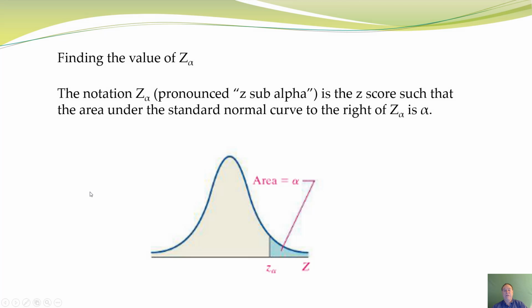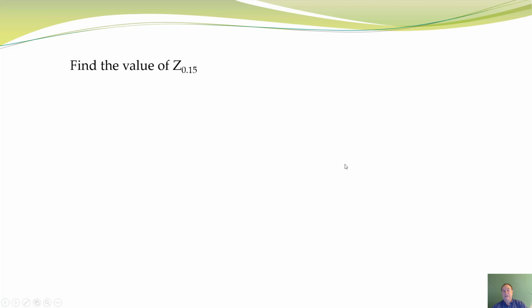All right, next, find the value of z sub alpha. Okay, the notation. Z sub alpha is the z-score such that the area under the standard normal curve to the right of z sub alpha is alpha. So here would be z sub alpha. So the area to the right I want to be alpha. Okay. So find the value of z sub 0.15.